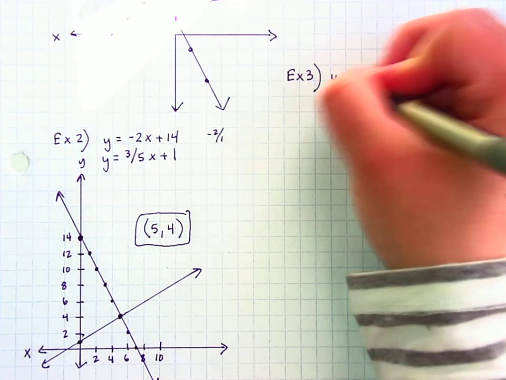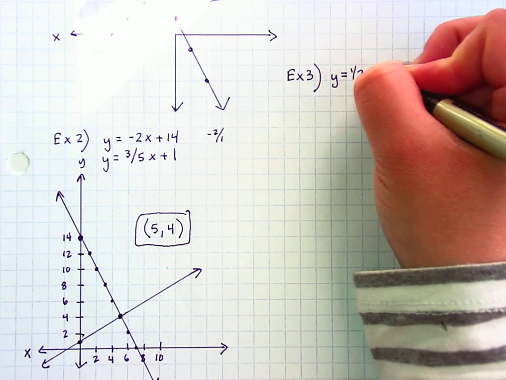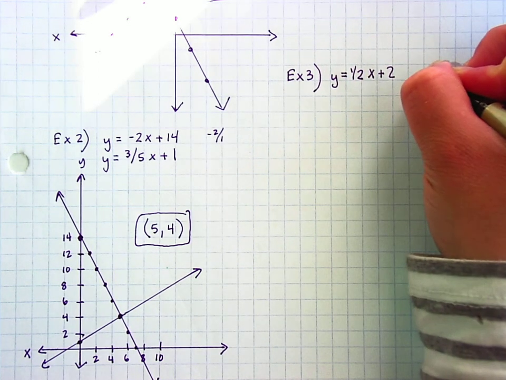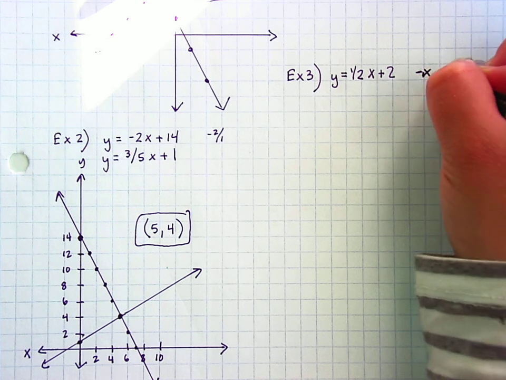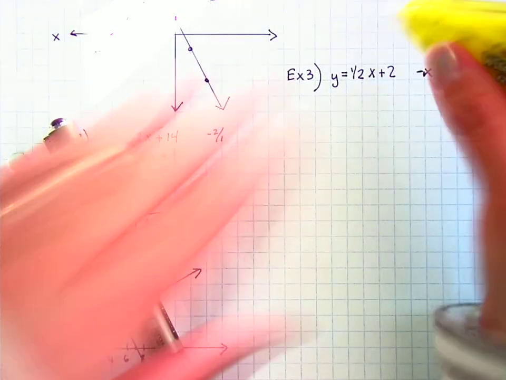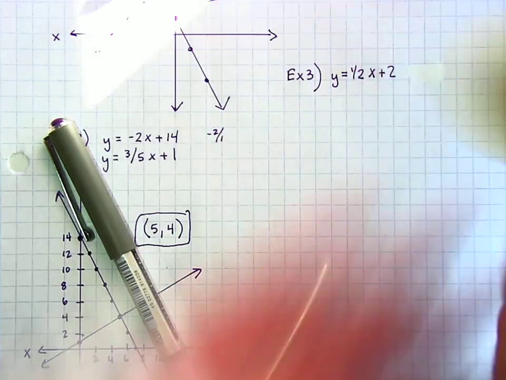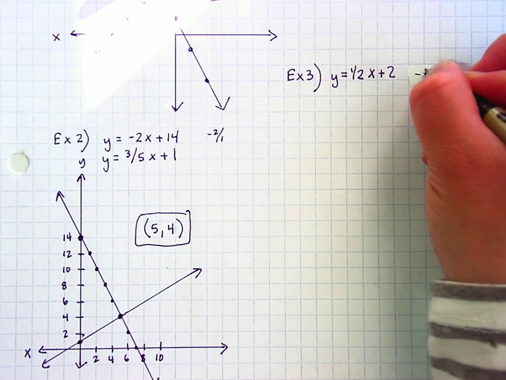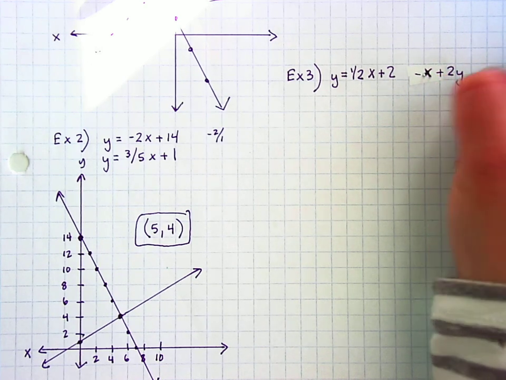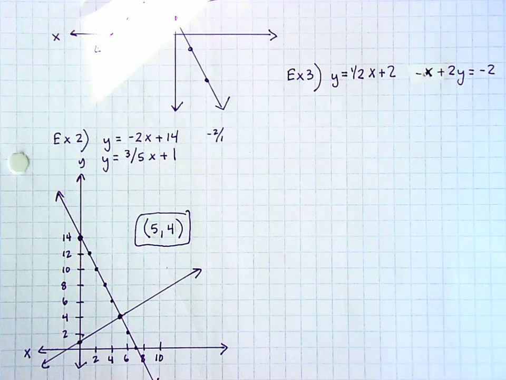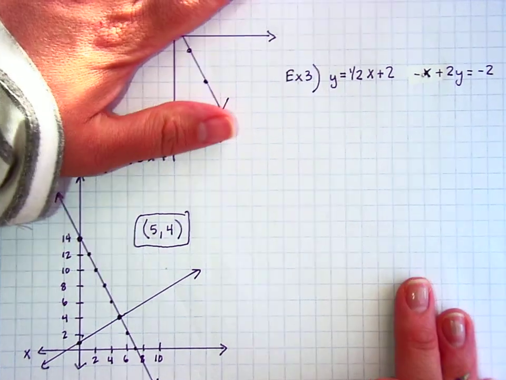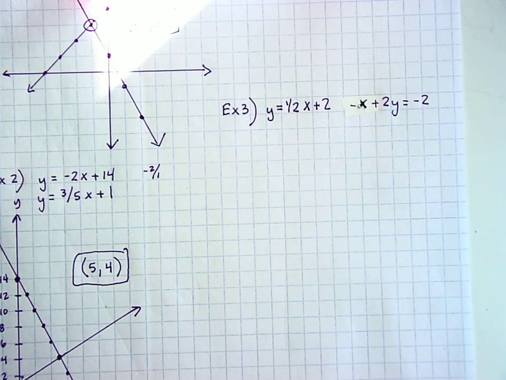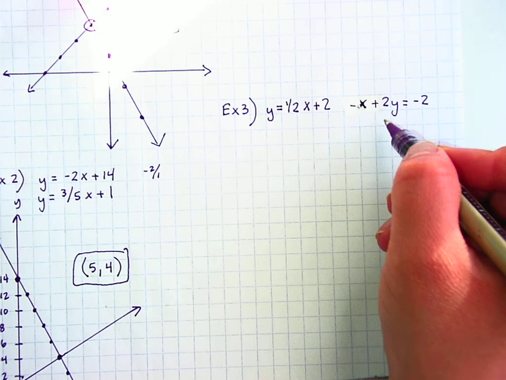And that one is going to be a little bit tricky. y equals 1/2 x plus 2 and negative x plus 2y equals negative 2. All right. So hopefully you can see right now that the big problem with this one is that they both don't look like y equals mx plus b. This one's going to be pretty easy to graph, but this one's not.